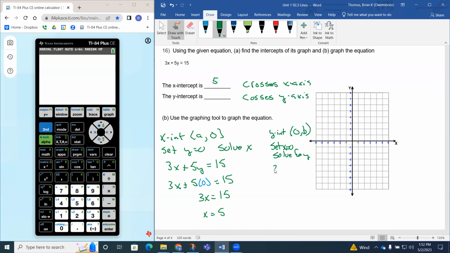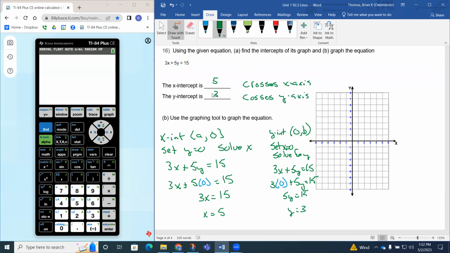So in my equation, we have 3x plus 5y equals 15. This time you're going to substitute 0 in for x. This is going to be 3 times 0 for x, plus 5y equals 15. Notice that the x term just drops out. So all you have is 5y equals 15. If you divide both sides by 5, you end up with y equals 3. So the y-intercept is 3.